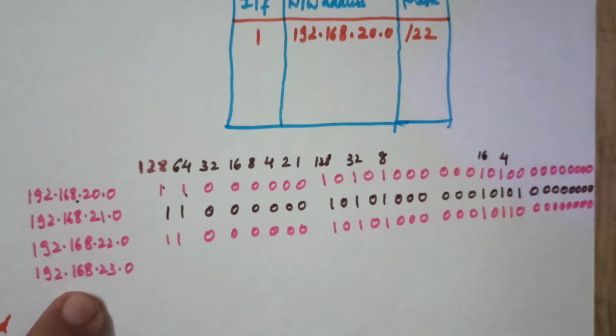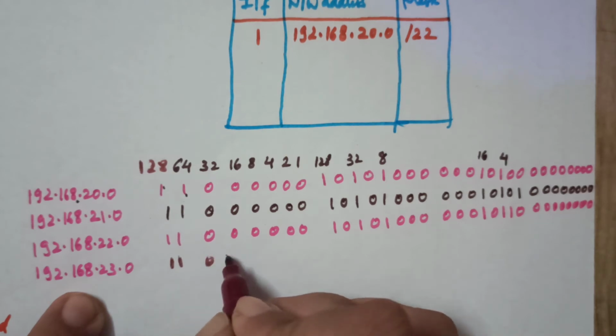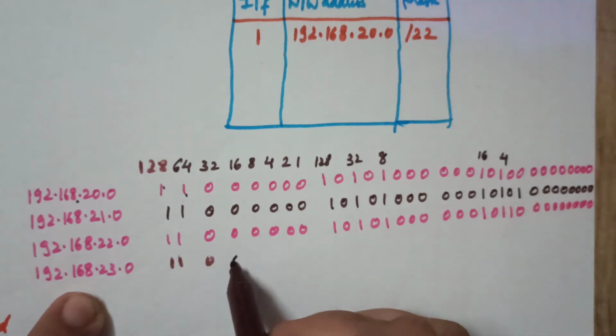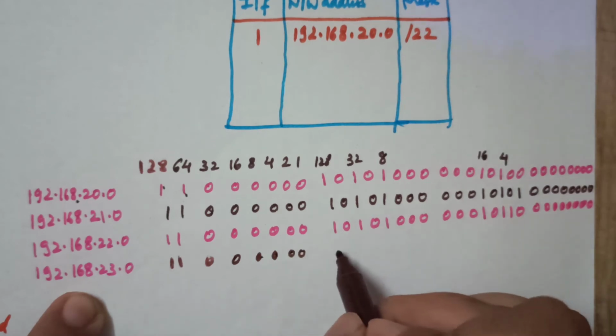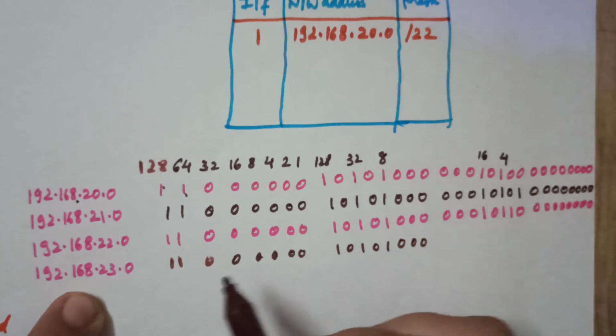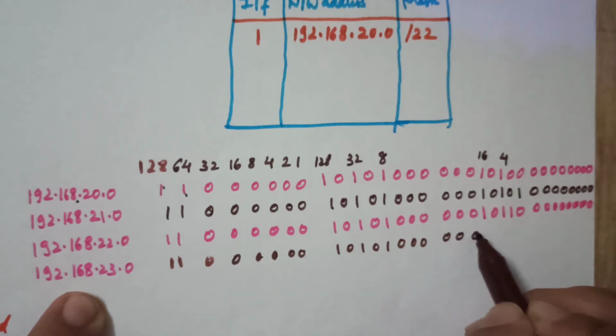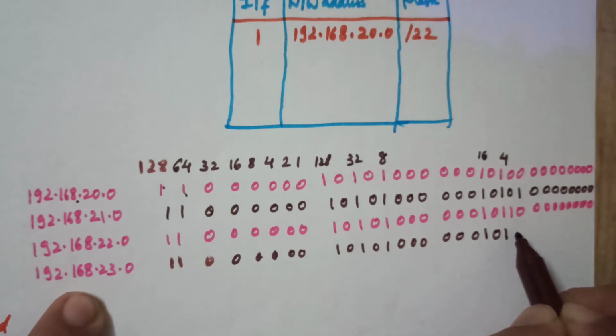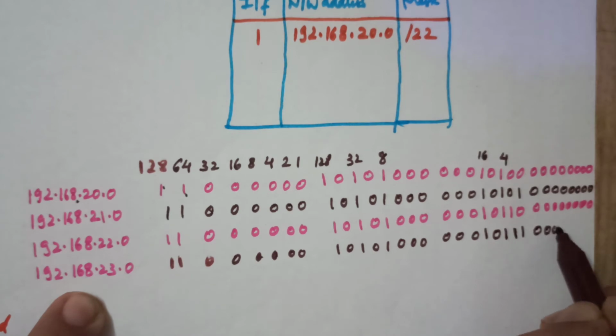Similarly, the last IP address can be written as 11000000, 10101000. For 23 it will be 00010111. 16 plus 4 is 20, 20 plus 2 is 22, 22 plus 1 is 23, and the last octet value is 0, so all 8 bits are 0 in the last octet.